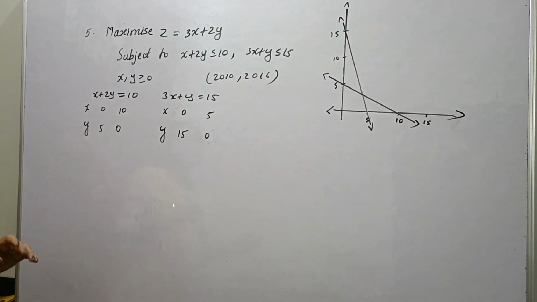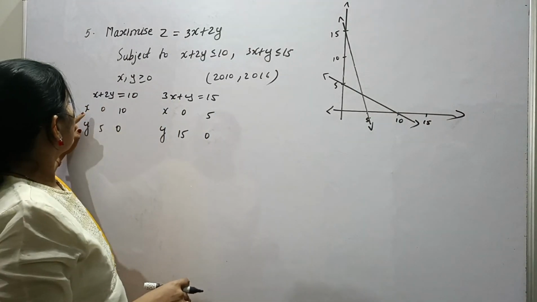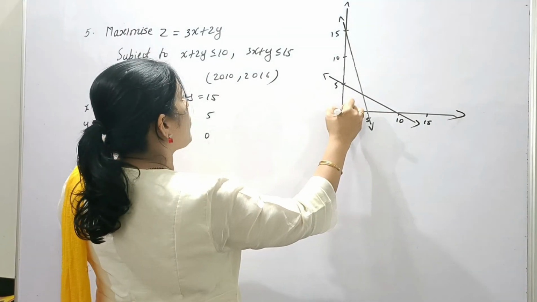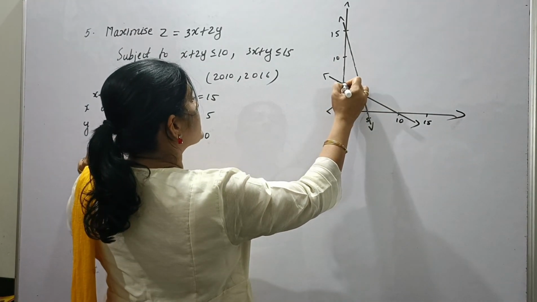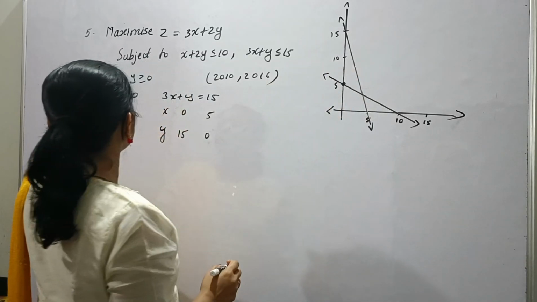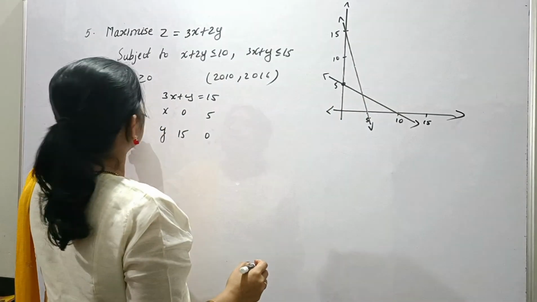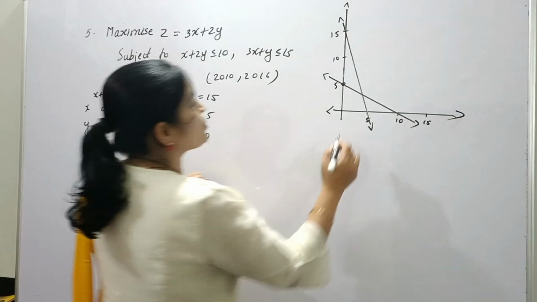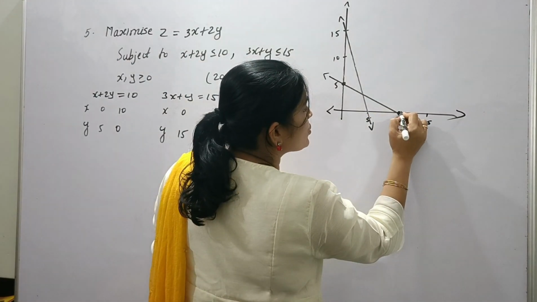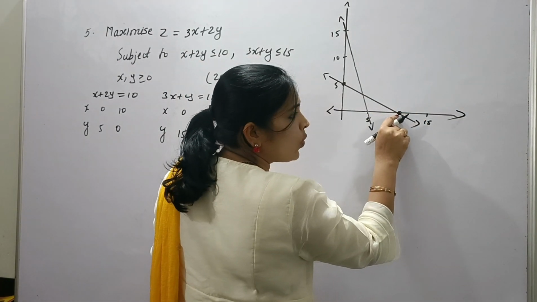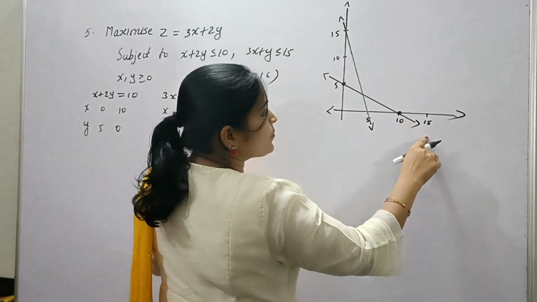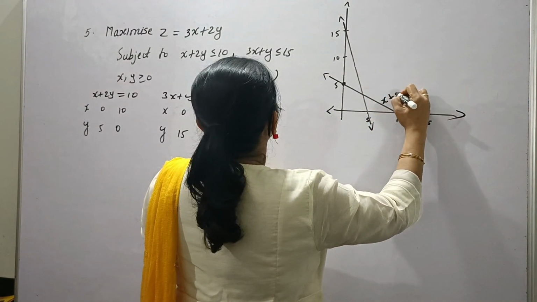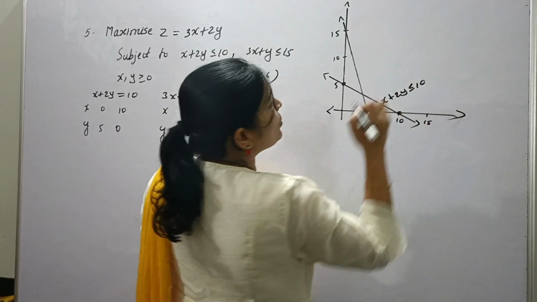Okay. Now let's plot the points. First of all, here (0, 5). When x is equal to 0, y is equal to 5. So it is the point (0, 5). And then x is equal to 10, y is equal to 0. It is the point (10, 0). Okay. Then join these points. So it is the line x plus 2y less than or equal to 10.